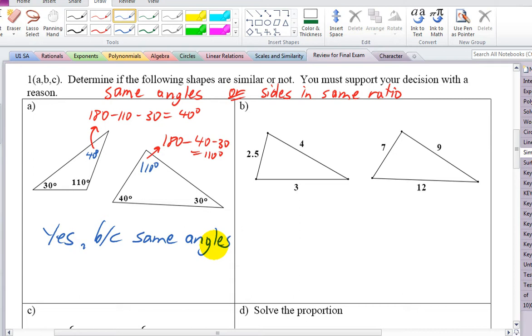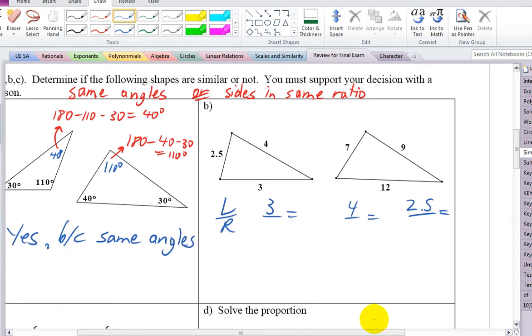Okay, B. What do we have to check? The ratio. Yeah, the ratios. So which triangle do you want on the top? Which one do you want on the bottom? Kyle? Left over right. Sounds good, Kyle. So we have left over right, or left triangle. What said Kyle? Left triangle is 3, 4, and 2.5. Okay. So line them up with the triangle on the right side, and then figure out what the ratios are, please. Go ahead, do that.